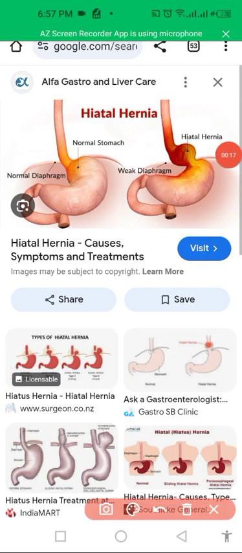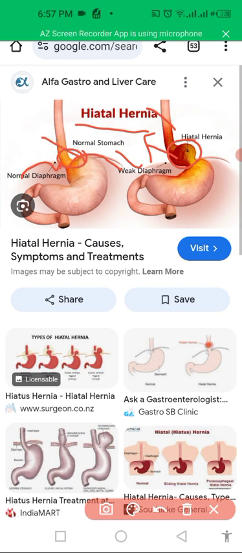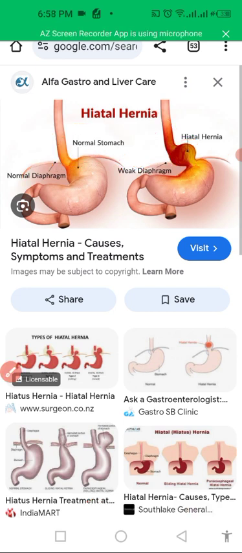So as you can see in this picture, this is a hiatal hernia, in which there is upward extrusion of part of the stomach through a weak part of the diaphragm. That condition is known as hiatal hernia. Normally the stomach is located below the diaphragm, and in hiatal hernia there is protrusion of a mass of stomach upward from the diaphragm. That is known as hiatal hernia.